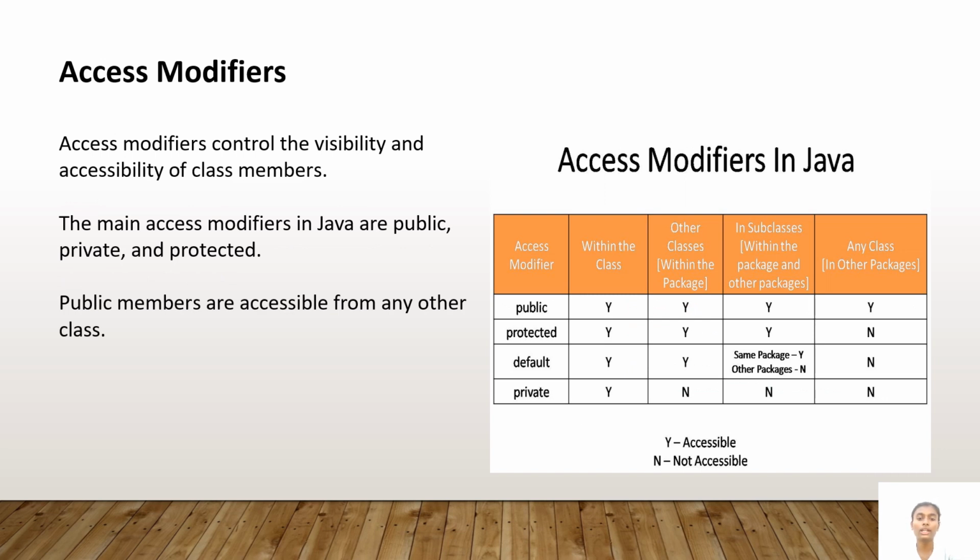Access modifiers. Access modifiers are keywords that can be used to control the visibility of class members. The access modifiers in Java are public, protected, default, and private. Access modifiers control the visibility and accessibility of the class members. The main access modifiers in Java are public, private, and protected. Public members are accessible from any other classes.